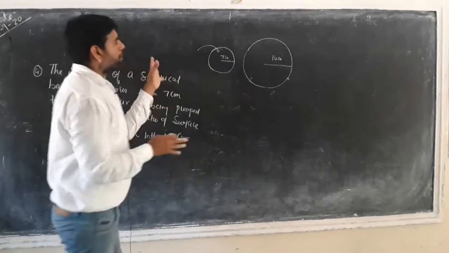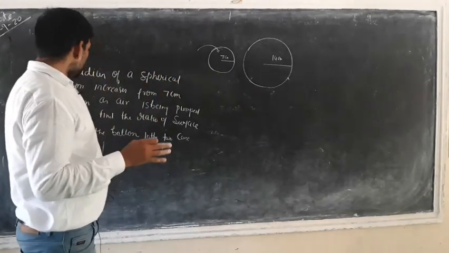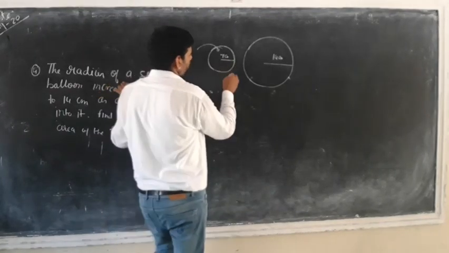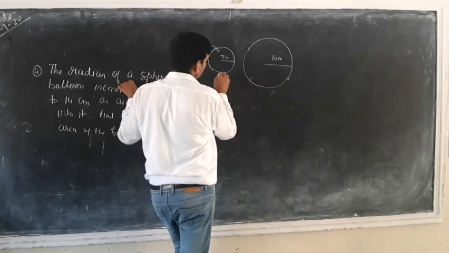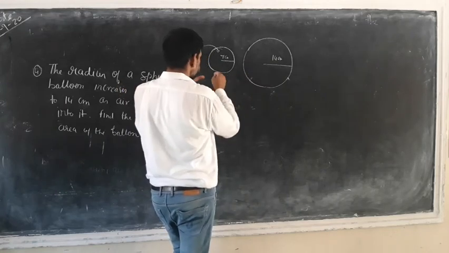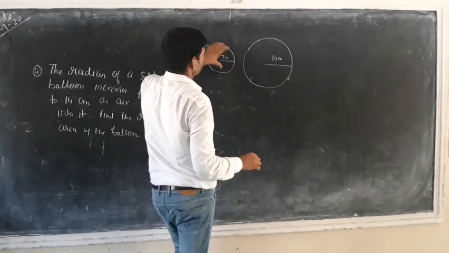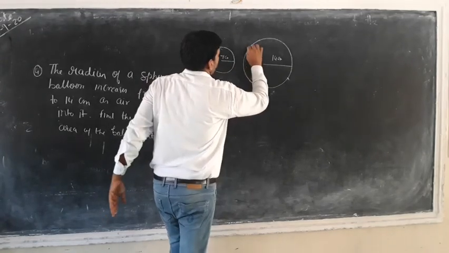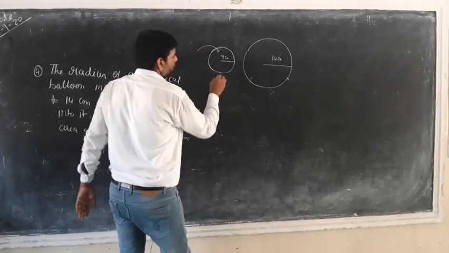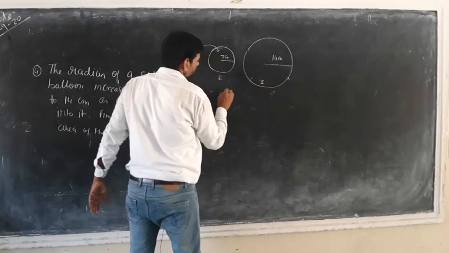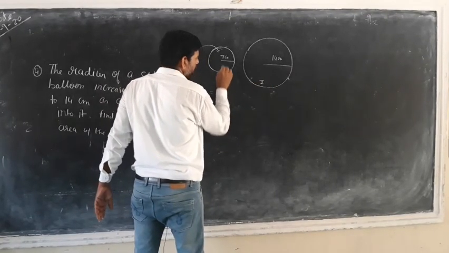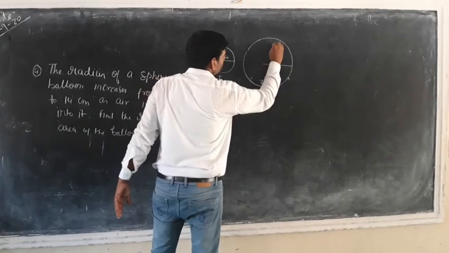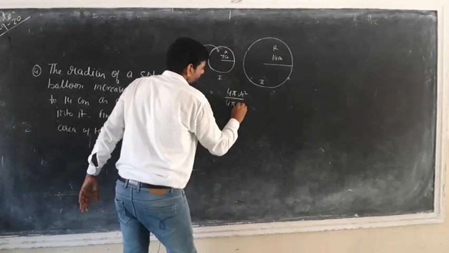Find the ratio of the surface area of the balloon in the two cases. The first balloon, the starting radius is 7 centimeter, and as air is pumped in, the balloon increases and the radius becomes 14 centimeter. This is the first case, this is the second case. The surface area of the first case is equal to 4 pi small r square, and in the second case the radius will be capital R, so 4 pi capital R square.